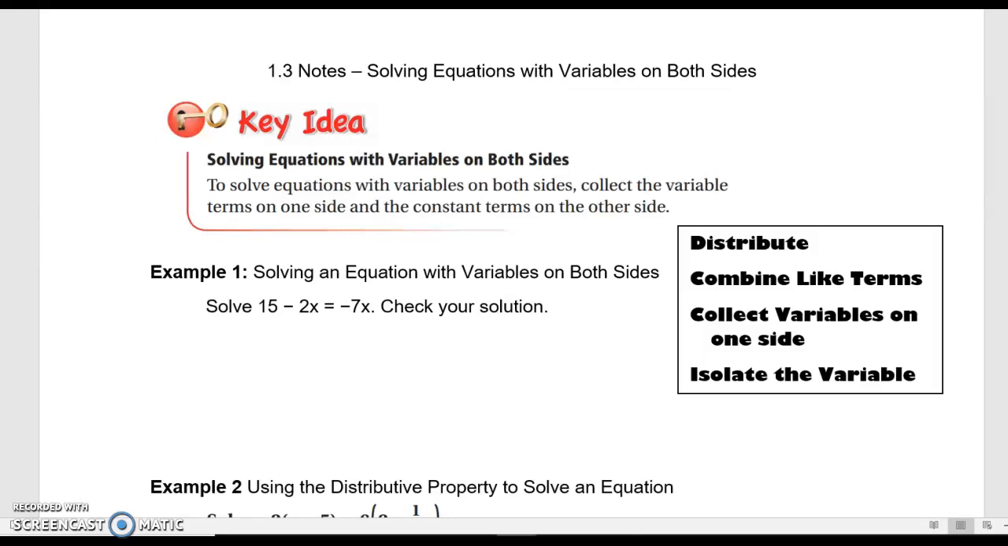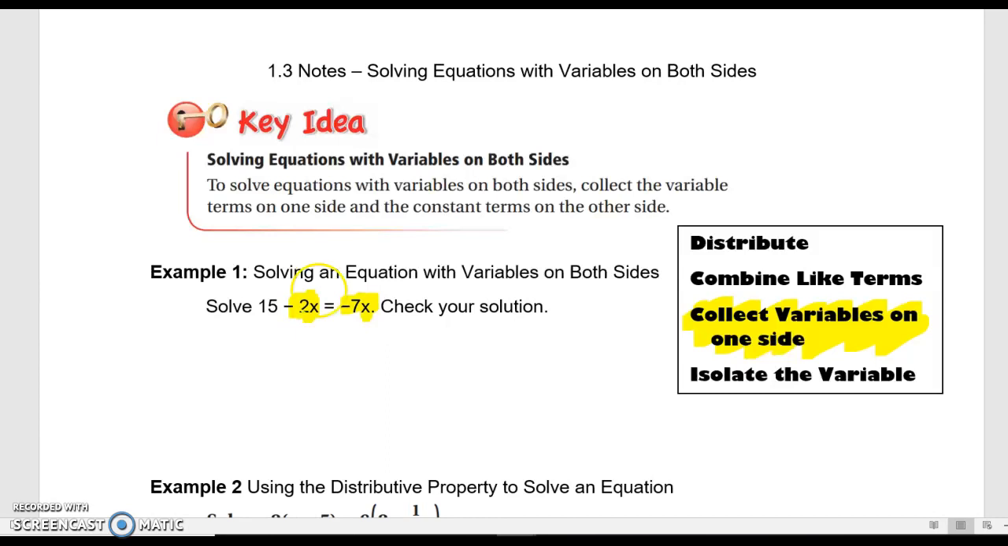Hi, pre-algebra students. So today we're going to complete notes for section 1.3 on solving equations with variables on both sides. So far we've solved one-step, two-step, and multi-step equations. Today we're going to look at equations with variables on both sides, which means we're adding this extra step of collecting the variables. So if you notice in our first equation, we have a variable term on the left and a variable term on the right.